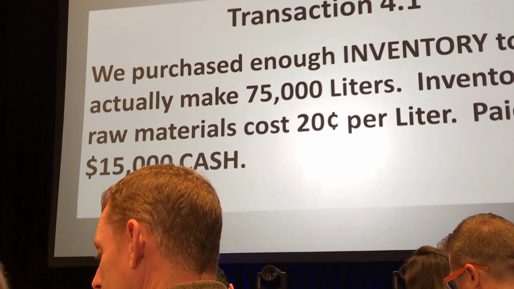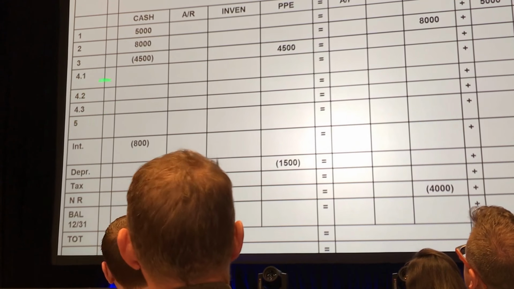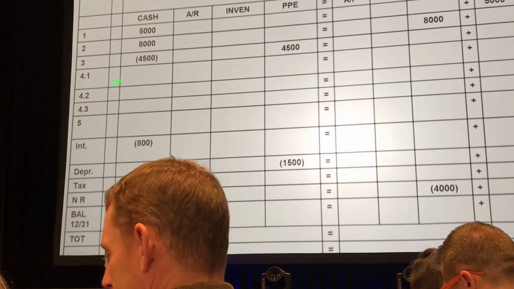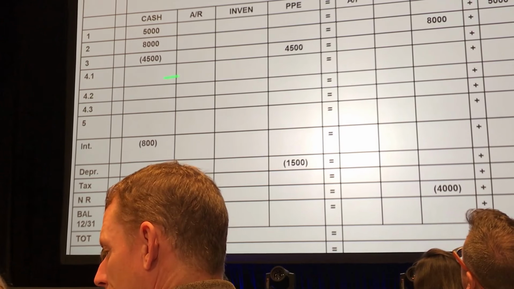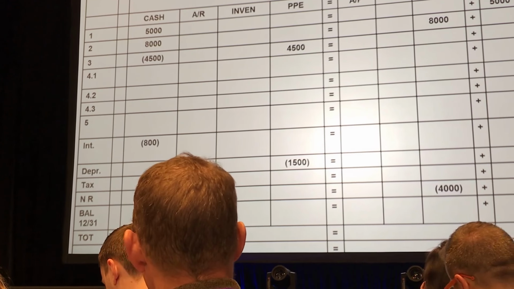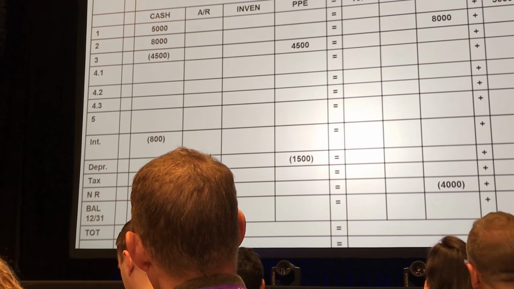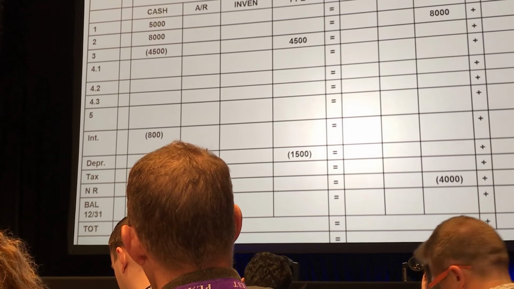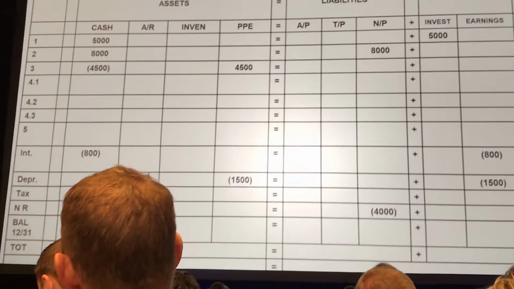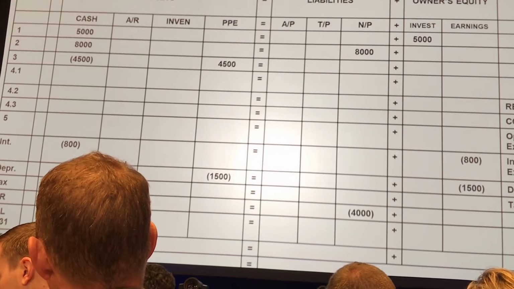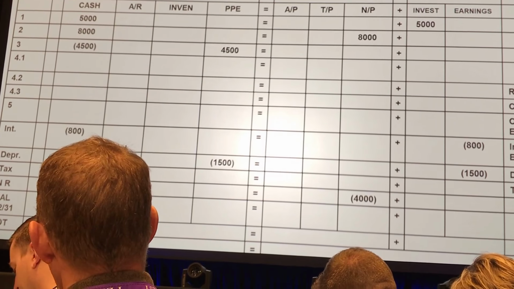So if I turn to the Rosetta Stone, on line 4.1, on this right-hand slide at the very front, right up here, I want you to record that we used $15,000 of cash to buy $15,000 of inventory. We trade one asset for another asset. Go ahead and do it. Check your neighbor, make sure they're cool.